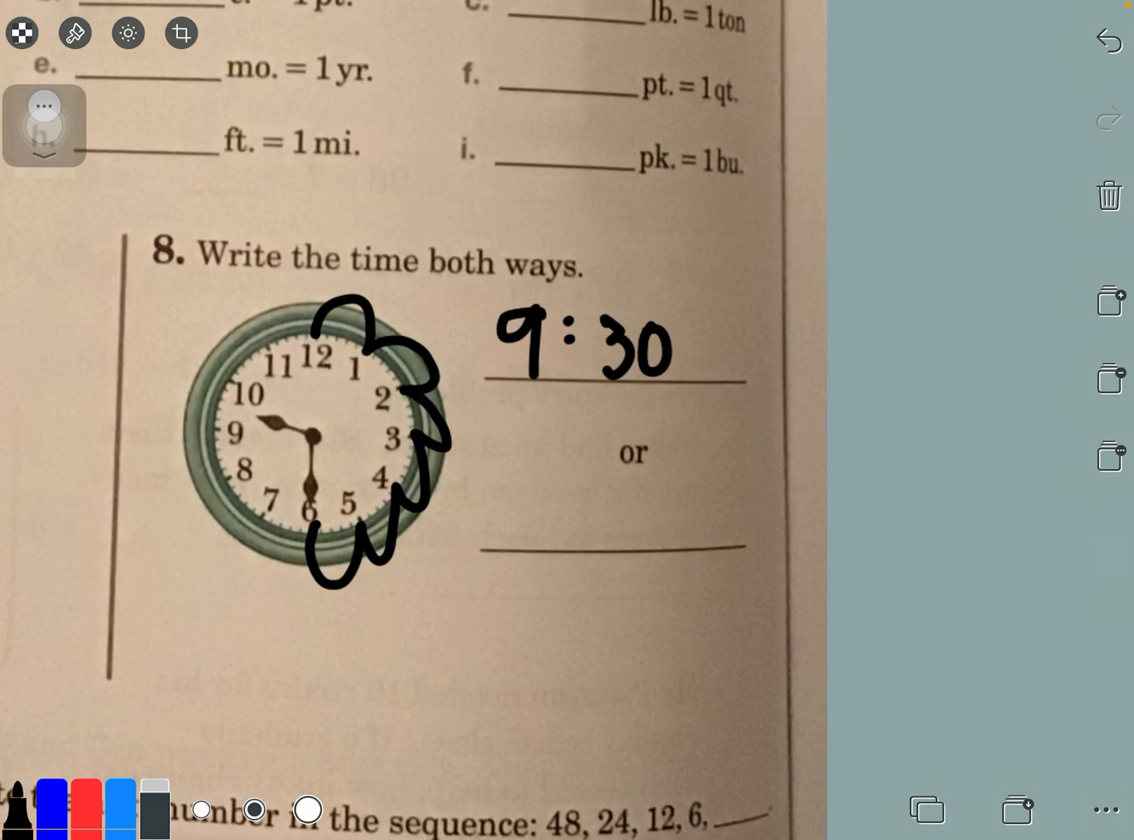So it's 9:30. Or we can also call it half past 9. That's what it's called. Half past 9. So that's how you do number 8.